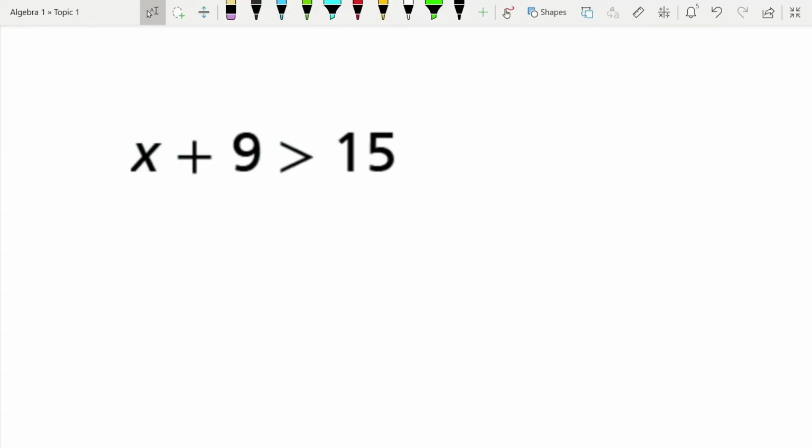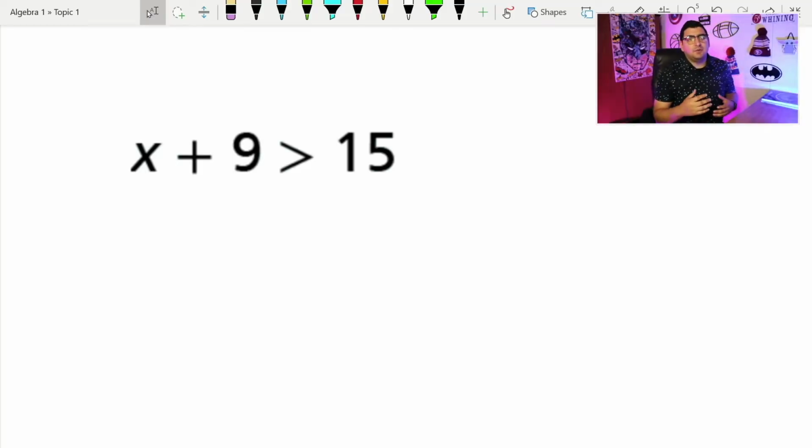Today we're going to be talking about how to solve linear inequalities. Let's go ahead and get started. For today's examples, we're going to be looking at some one-step and two-step and maybe some multi-step linear inequalities. We're going to learn how to solve them and then how to graph them.